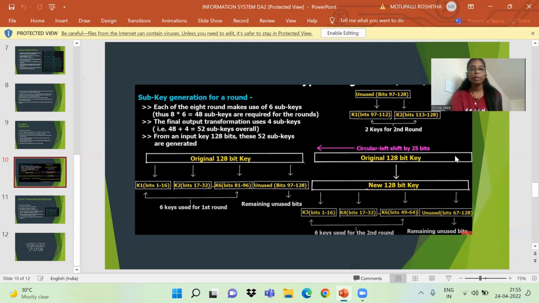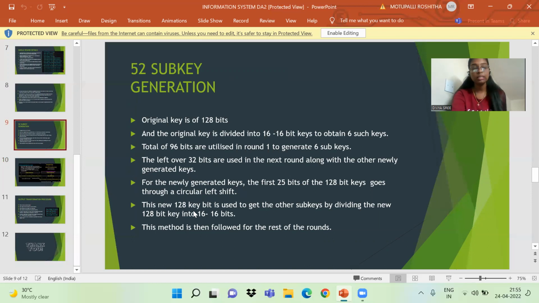That is why we will have no difference in the size of the key. It remains 128 bits every round, but we will be generating unique new keys. That is what they discussed here. This new 128-bit key is used to get other subkeys by dividing the new key into 16-bit keys. This method is followed by the rest of the rounds.